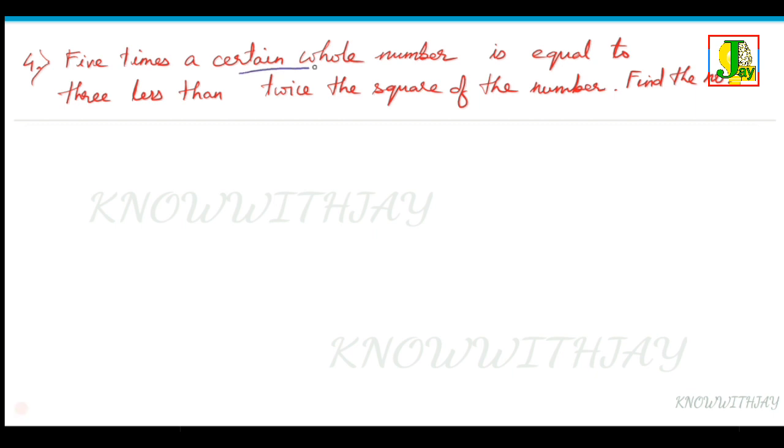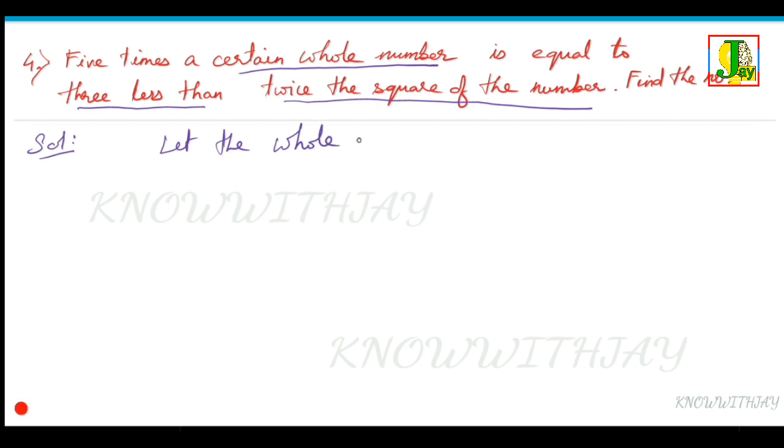If you read this question, it says a certain whole number is equal to 5 times a certain whole number is equal to 3 less than twice the square of the number. Okay, so I have to find the number. So let us assume that the certain whole number be x. Let the whole number be x.